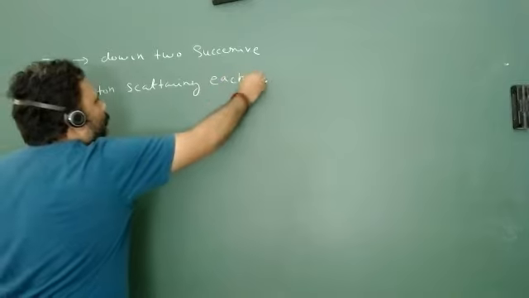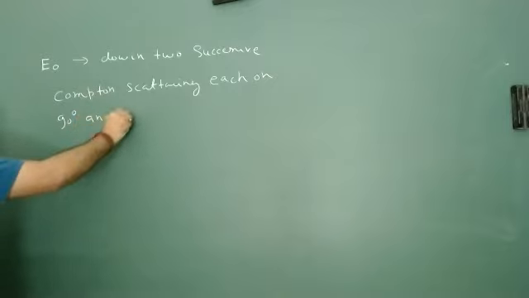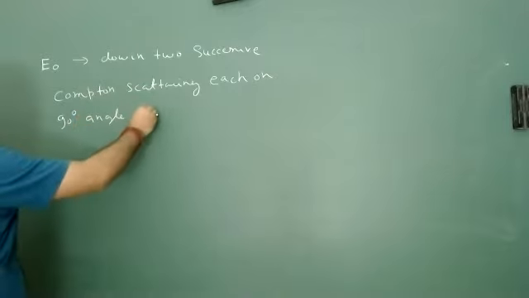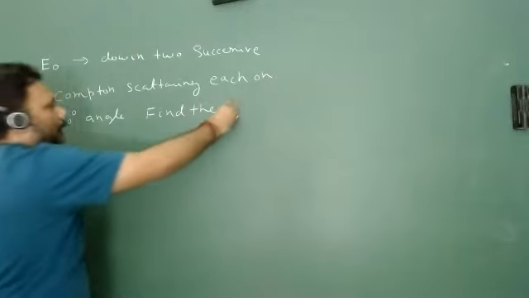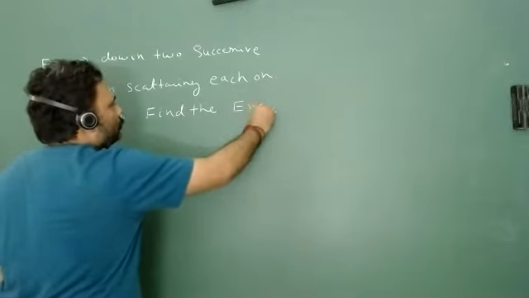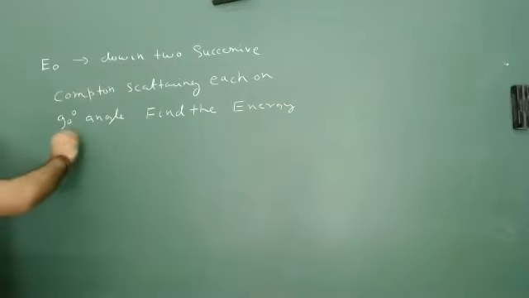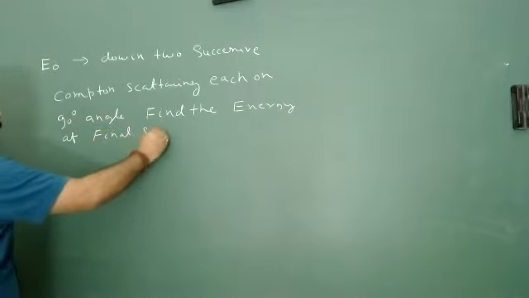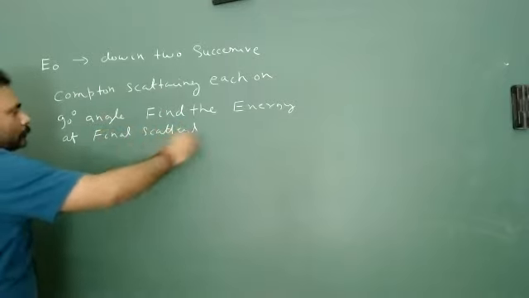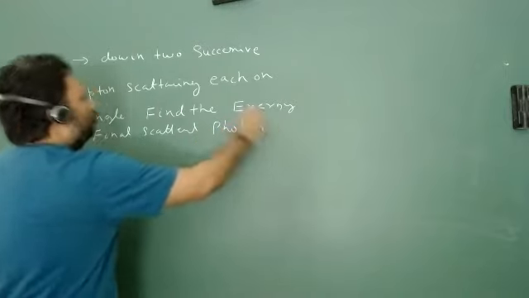Each on a 90-degree angle. Find the energy of the final scattered photon. Photon लिख दो, light लिख दो, जो चाहिए वो लिख दो.